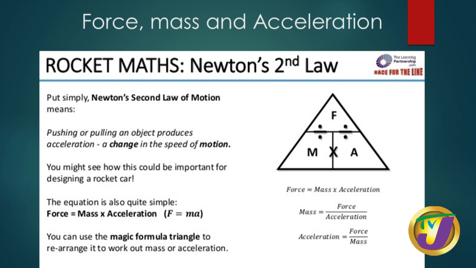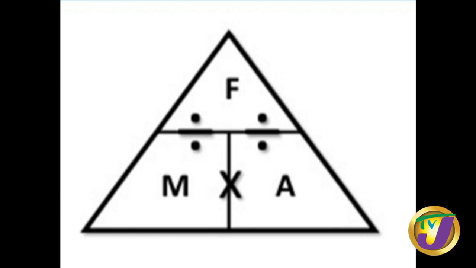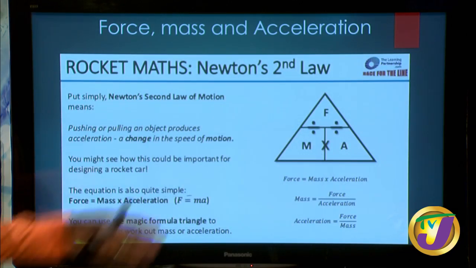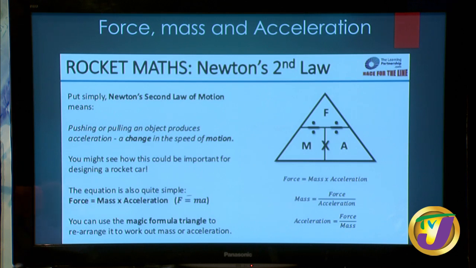To get mass, cover mass, force over acceleration. And of course, to get acceleration, force divided by mass. All right? So this pretty much sums up the second law and how you manipulate the equation. All three equations are given there, and how you manipulate them to get the different equations. All right?